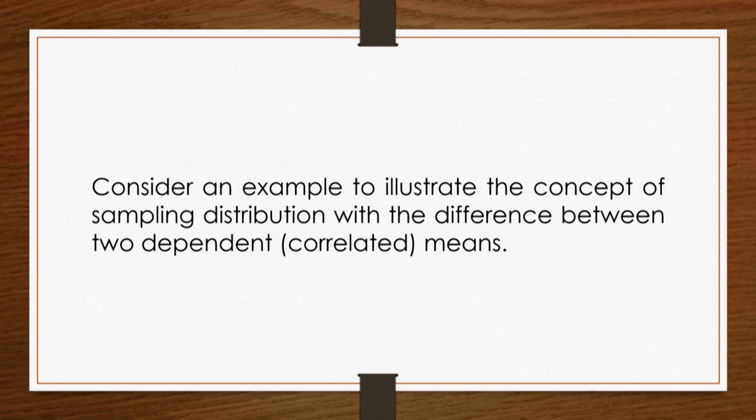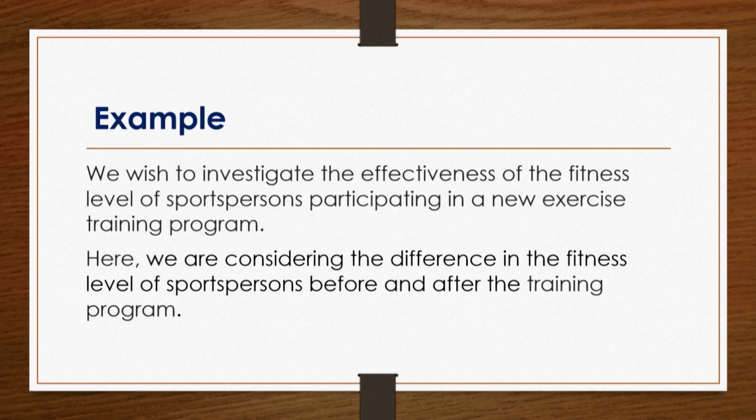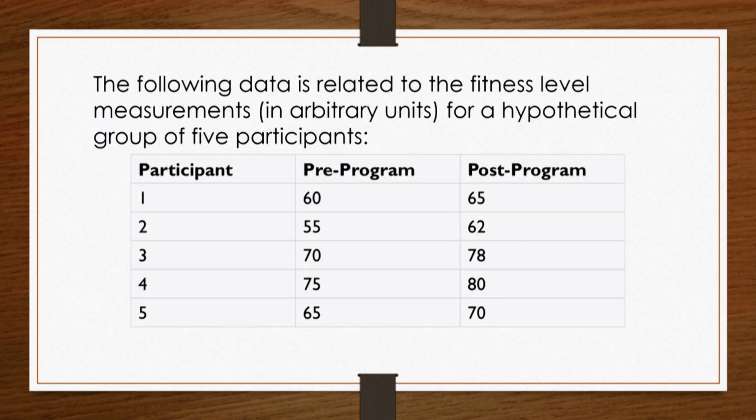Consider an example to illustrate the concept of sampling distribution with the difference between two dependent means or correlated means. We wish to investigate the effectiveness of a new exercise training program on the fitness level of sportspersons. Here we are considering the difference in the fitness level of sportspersons before and after the training program. The following data is related to the fitness level measurement, given in arbitrary units for a hypothetical group of 5 participants.